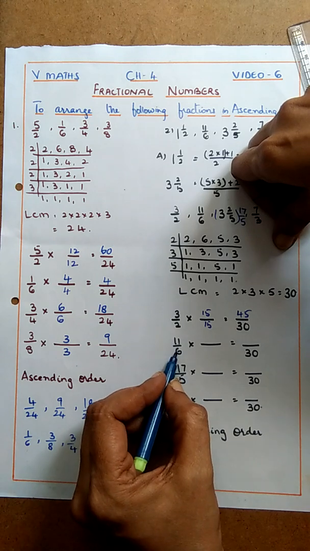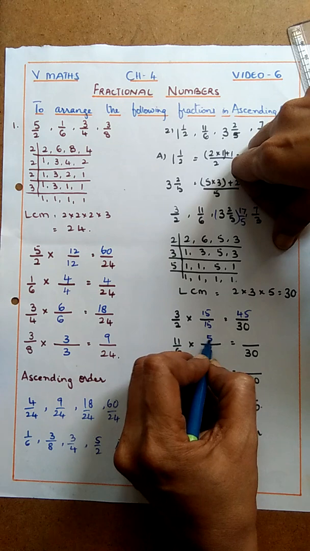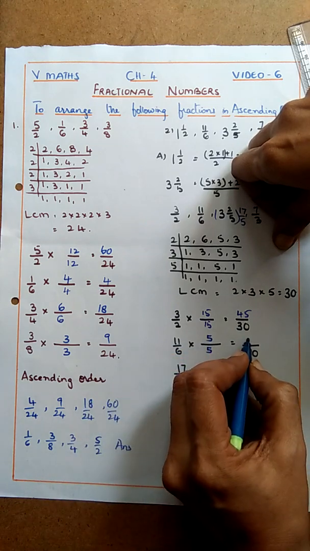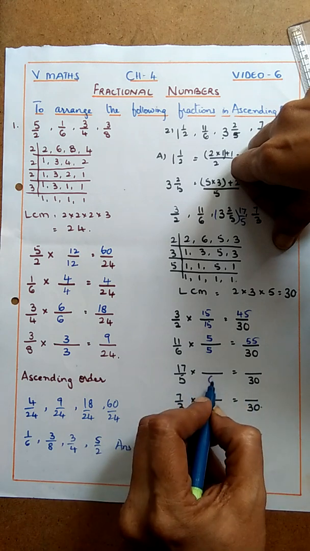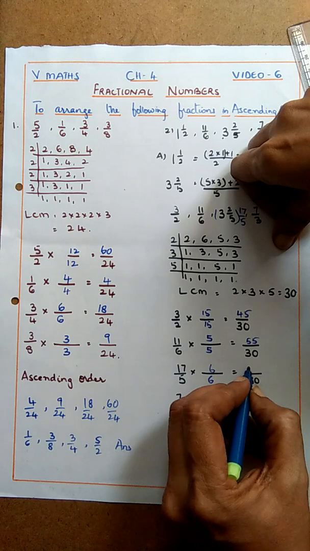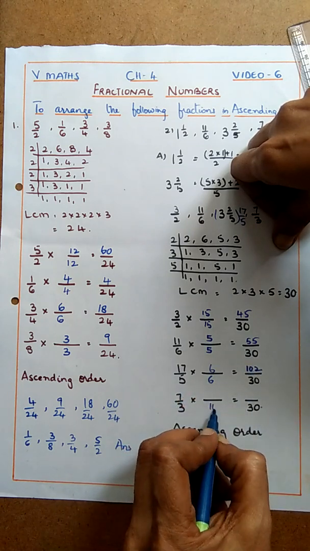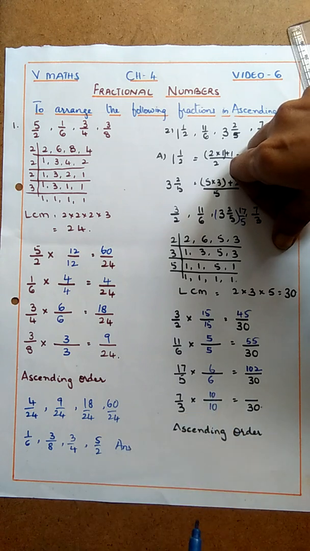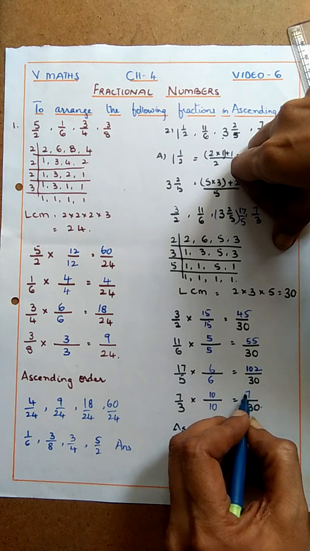Next, in 6, 30 goes 5 times. Multiply numerator and denominator by 5. 11 5s are 55. 5 goes 6 times. Multiply numerator and denominator by 6. 17 6s are 102. And 3 goes 10 times. Multiply numerator and denominator by 10. 7 tens are 70.